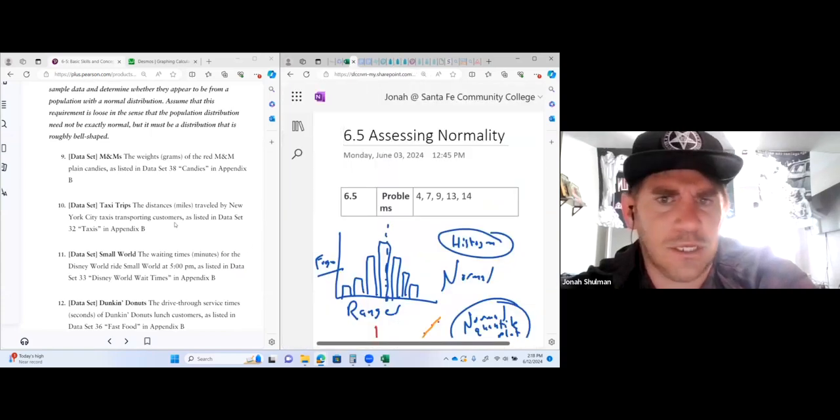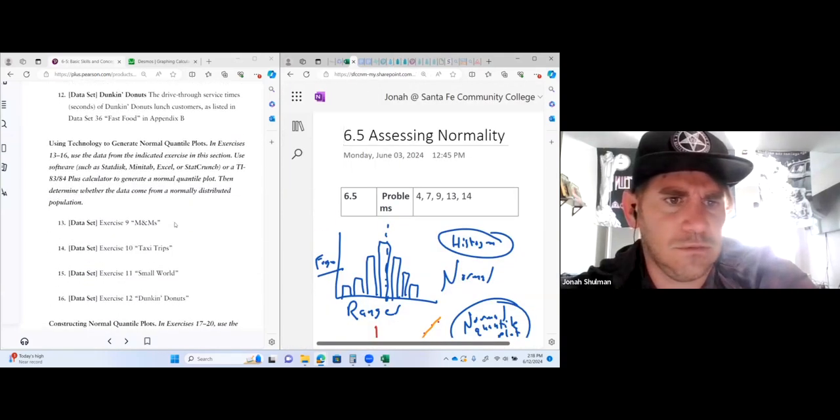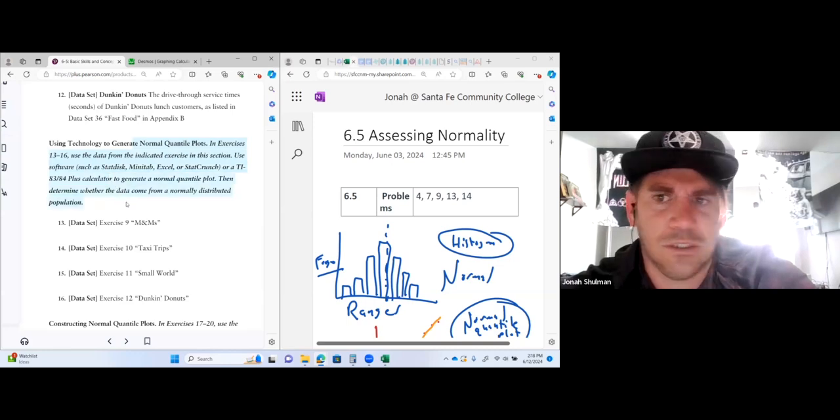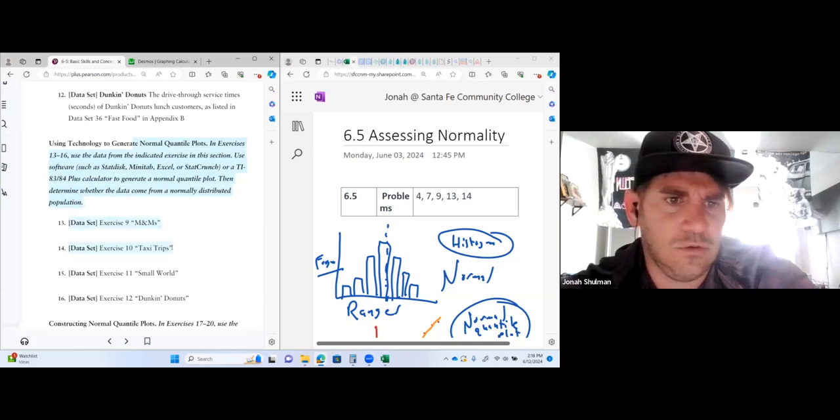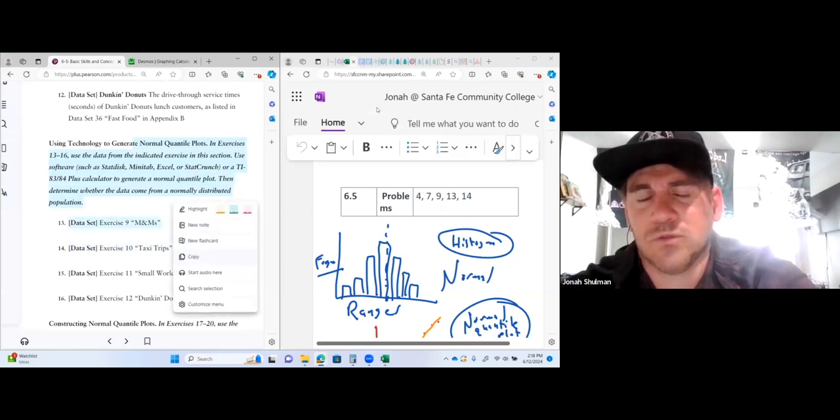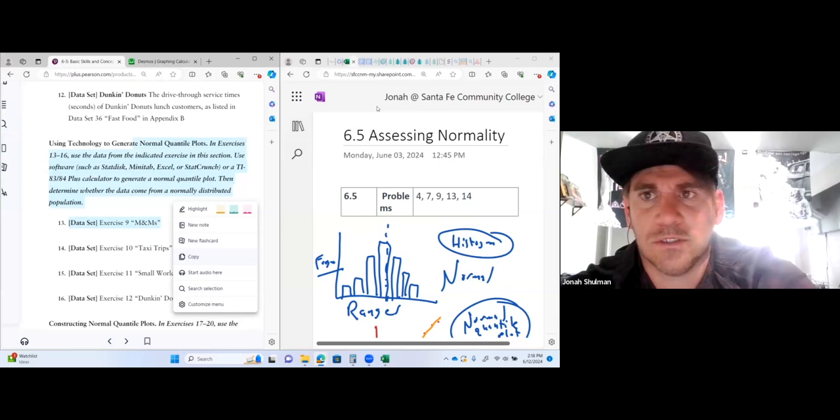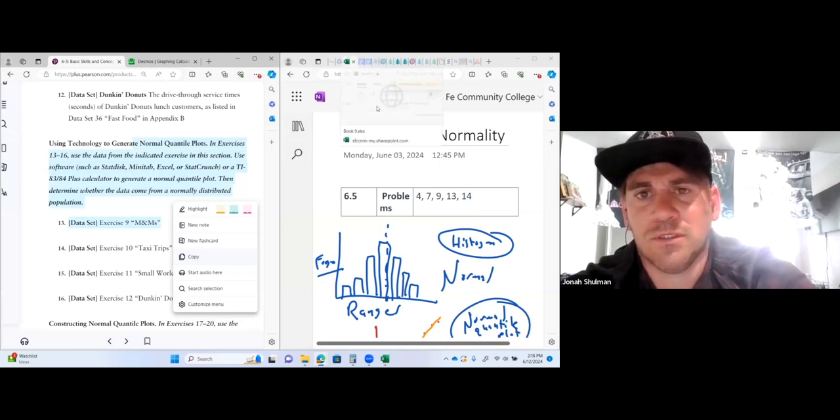All right, let's look at 13. You generate a quantile plot, then determine whether the data is normally distributed. Cool. Well, we just did it. So this one's short. Just make sure you put all the graphs in and try to understand what they mean. You give me descriptions of them. I'm pretty sure you should be good to go. Good luck, and let me know if you have questions.